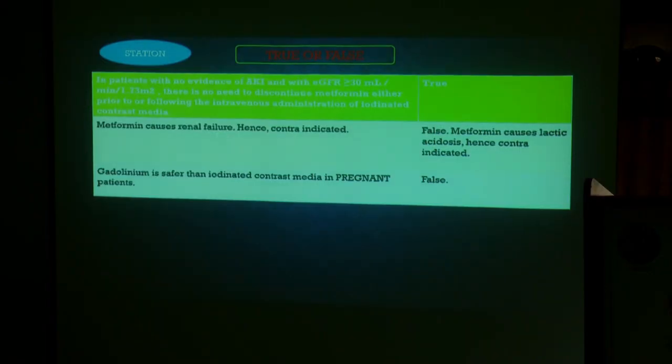So coming to next station, which is basically true or false. In patients with no evidence of AKI and with eGFR greater than 30, there is no need to discontinue metformin. Is it true or false?